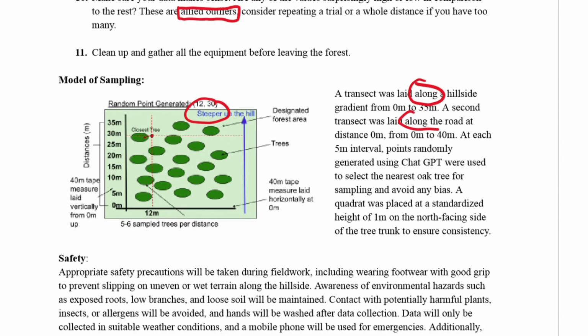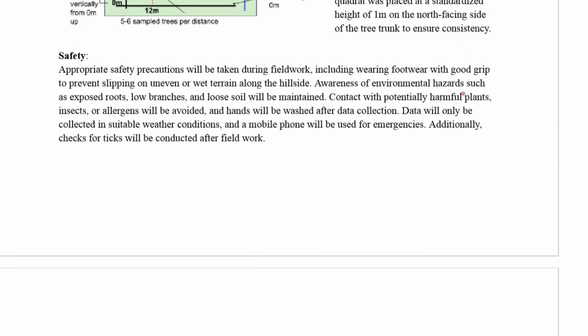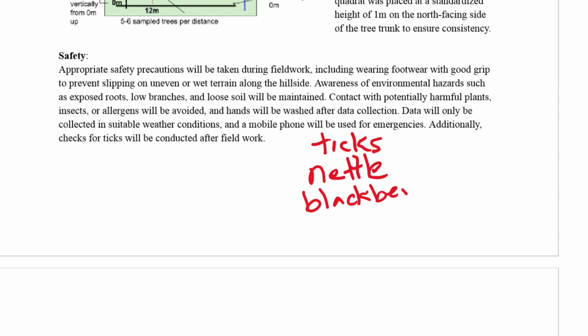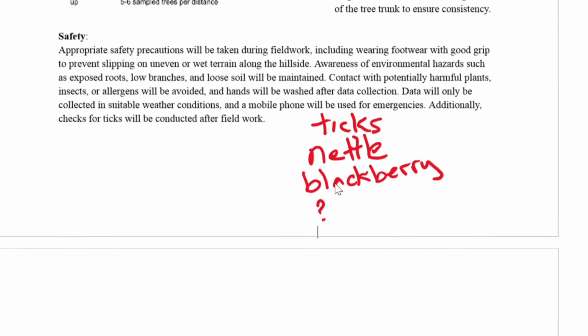Ditto here. Is it across? Is it up? Not so clear. Good general safety here, but looking at the area you're in, what about ticks? There was Lyme disease. What about nettle? Ouchie. What about blackberry? And what about the other plant we had there that just had really horrible spikes on it? Good generic stuff, but make it a wee bit more specific to what you did.